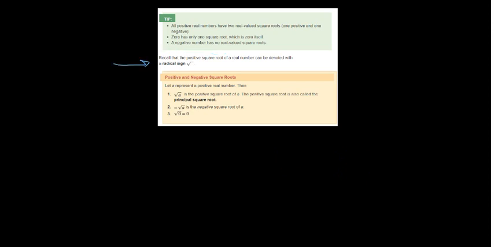Right. And down here, we've got, recall that the positive square root of a real number can be denoted with a radical sign. Let a represent a positive number. Then 1, the square root of a is the positive square root of a. The positive square root is also called the principal square root. And then 2, negative square root of a is the negative square root of a. And then 3 would just be the square root of 0, right? Square root of 0 being 0.